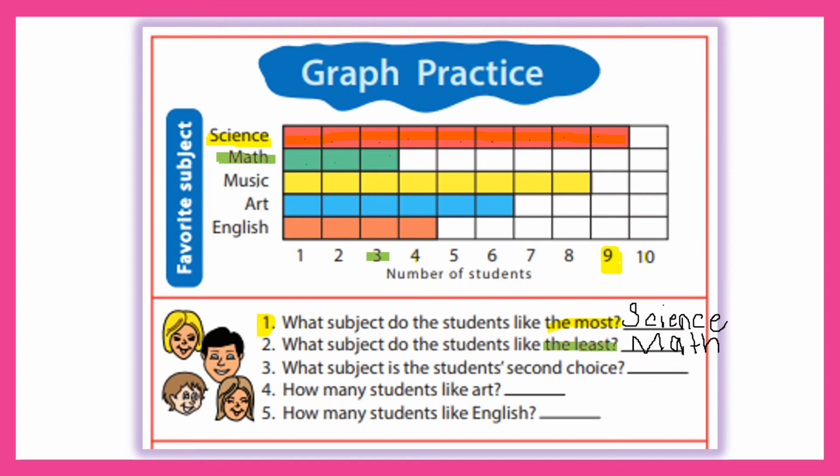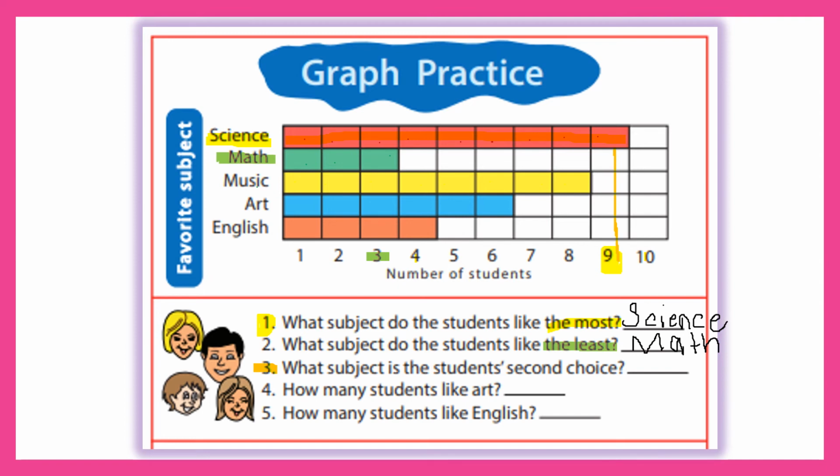Okay, I've erased those highlighters and I've written the words out there the best that I can with my mouse, so it makes it a little bit easier for you guys. All right, let's go ahead and move to number 3. What does number 3 say? Number 3 says, what subject is the student's second choice? We said that their first favorite choice was science, right? Because that's the one that came the furthest. It came all the way down to 9.